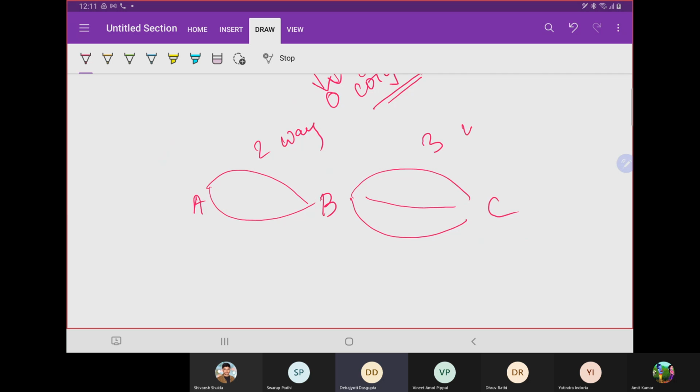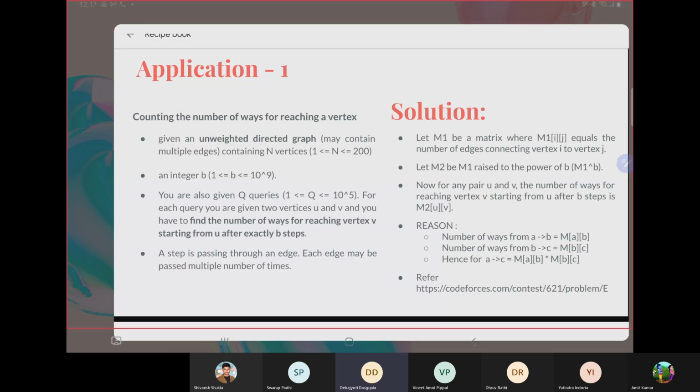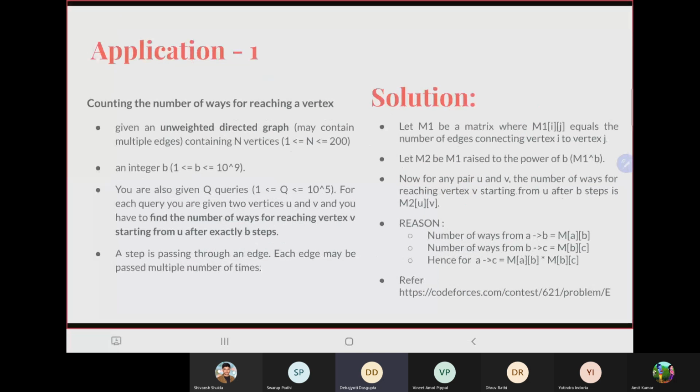So what is the total number of ways to go from A to C using two paths? It will be basically 2 into 3, right? 6. So hence we are taking the product as MAB into MBC. This will give me the number of ways to go from A to C. Hence we are doing it B times, since every time you do a product, you are increasing the path length by 1. So doing B times will increase the path length by B. So we will know how many exactly B steps where you can reach from A to B.